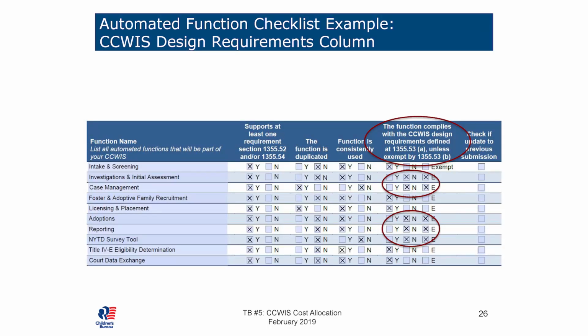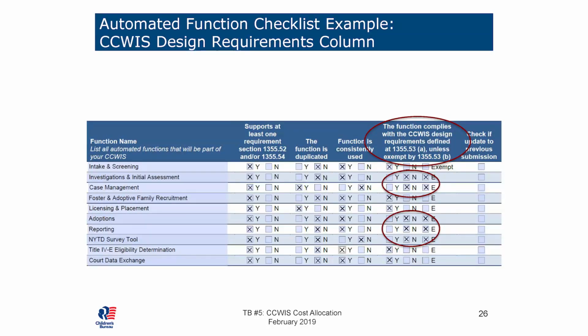And here's an example of how this analysis of the CCWIS design requirements may look once documented in your automated function checklist. As you see, 5 of the functions are checked yes and will meet when completed the CCWIS design requirements. 5 others, which we have circled, are checked no because they do not meet the design requirements. However, each of these automated functions are exempt from the design requirements as indicated by the checkbox in the exempt column. Therefore, because all 10 functions in our system either comply with the design requirements or are exempt, the system as a whole meets the design requirements and is considered a CCWIS.